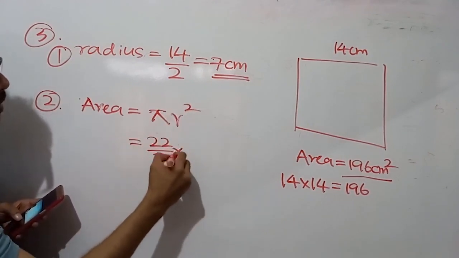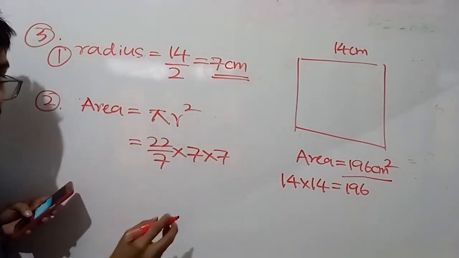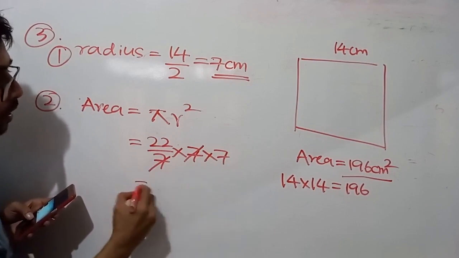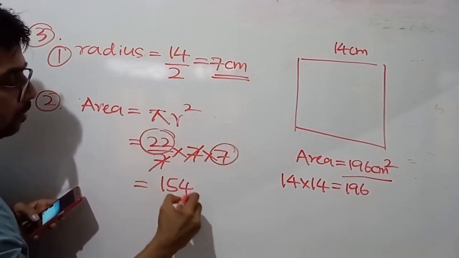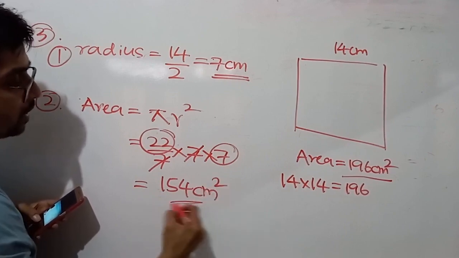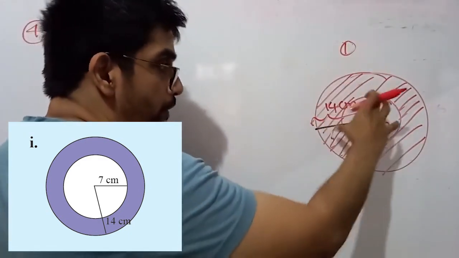22 by 7. R is what? 7 times 7. So R is R squared. So we can cancel out the 7. 22 times 7, that is what? 154 square centimeters. So there are two parts in this question. Find the area of the shaded part in each figure given below. They are asking the area of the shaded area.